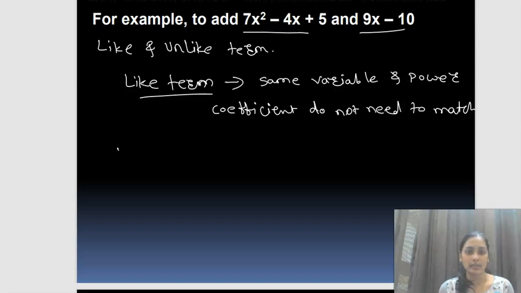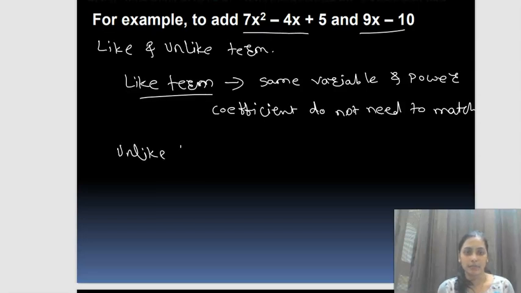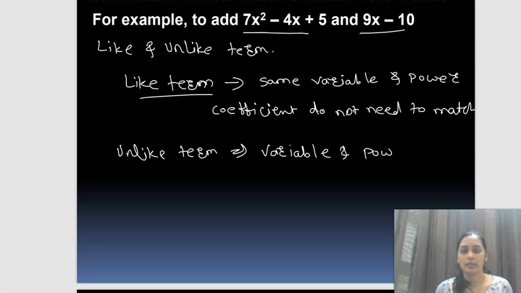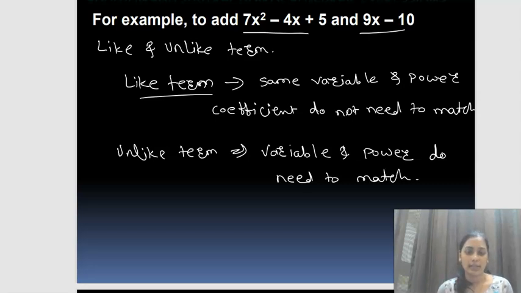And unlike terms are totally the opposite of like terms. That is, the variable and power do not need to match. That is called unlike terms.